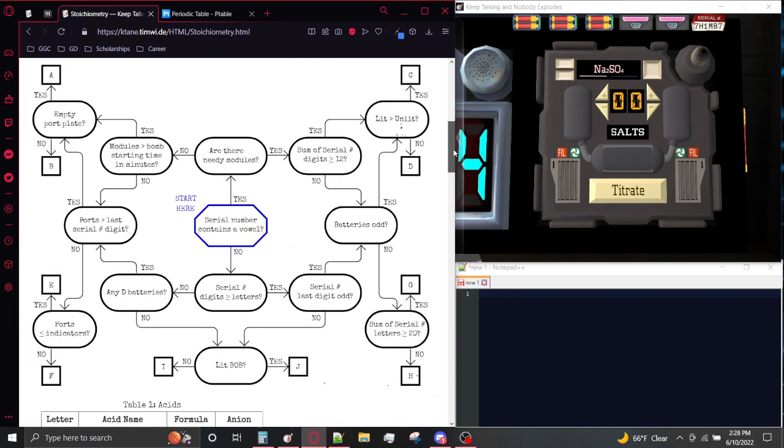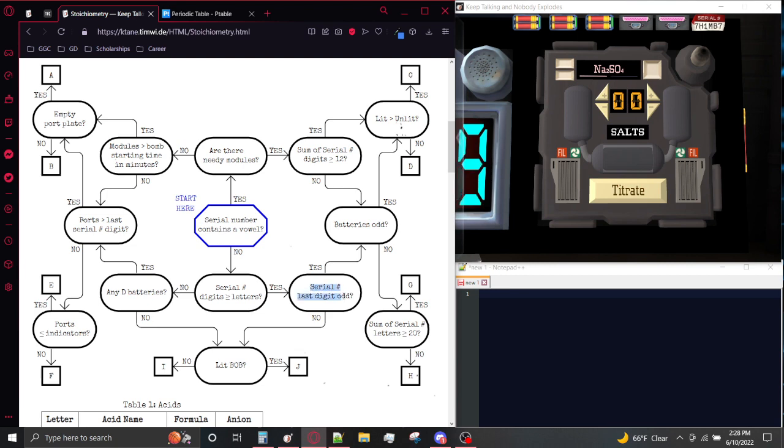To do this, we're going to go through this flowchart twice. The first time we're going to go through it like you would any normal flowchart. Does the serial number contain a vowel? You're going to start here in the blue octagon. The serial number does not contain a vowel, so we're going down the no path. Is the number of serial number digits greater than or equal to the number of serial number letters? There are 3 digits and 3 letters. 3 is greater than or equal to 3, so we go down the yes path.